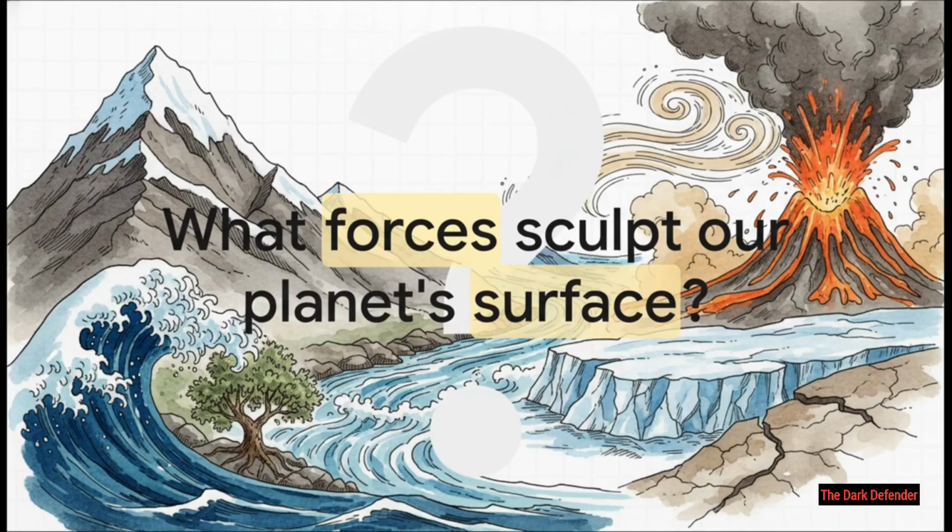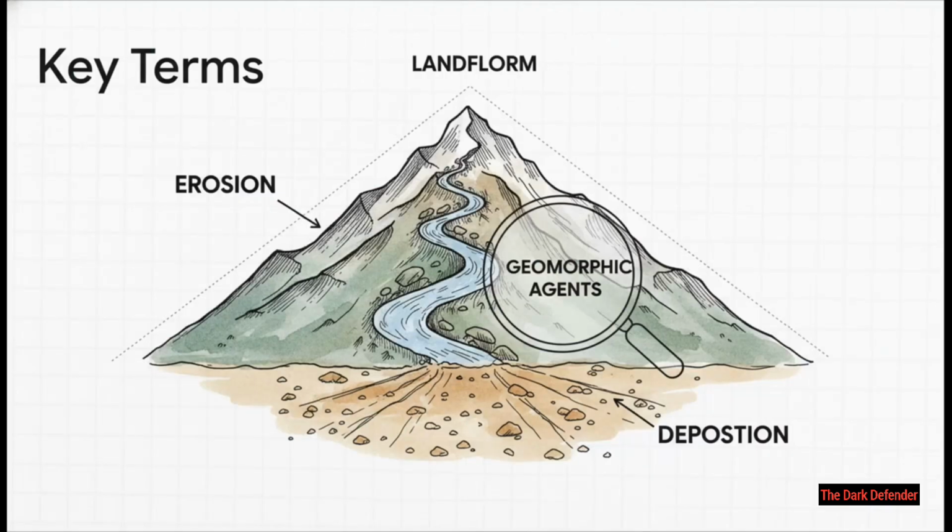You see, the Earth's surface isn't static at all. It's actually a dynamic battleground between forces pushing land up and forces wearing it down. And if we can understand the key players in this geological game, we can really start to understand the story of our physical world. Okay, to get on the same page, we need a couple of key terms.